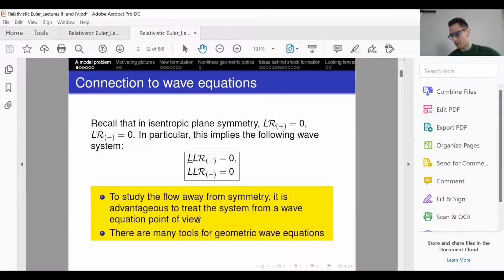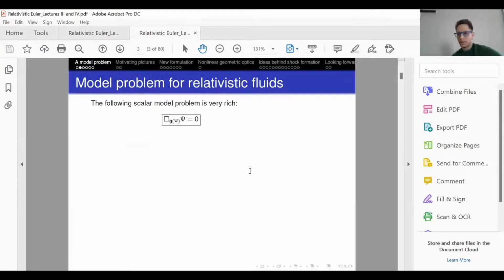Okay, and one of the themes is that you can take relativistic Euler and differentiate it in a clever way, and you can end up with a very good wave system away from symmetry. Now, it turns out that there are zillions of complications that come along with it, but philosophically, that's why you want to do this. You want to put relativistic Euler into a wave framework so that you can use wave techniques. Okay, so about these wave techniques away from symmetry.